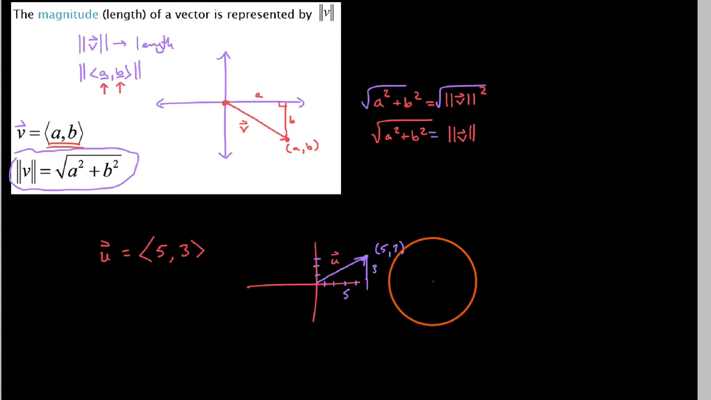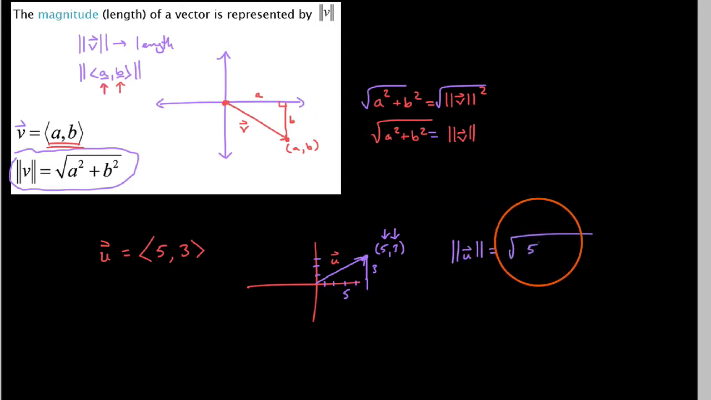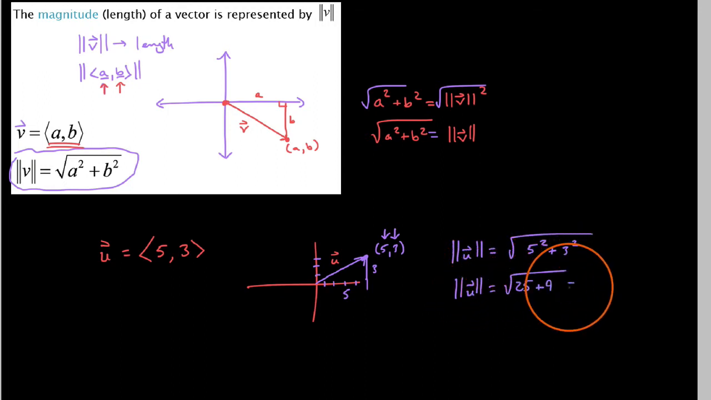To find the magnitude of u, according to our formula, all we need are these two components of our vector. So the magnitude of this vector u would be equal to the square root of 5 squared plus 3 squared. And so we get the magnitude of u is equal to the square root of 25 plus 9, which is the square root of 34. And I do believe that that's 2 times 17, and those are both prime, so we're not going to break this down any further. So this is the length of the vector right there.